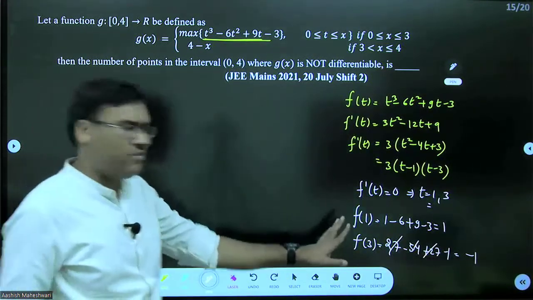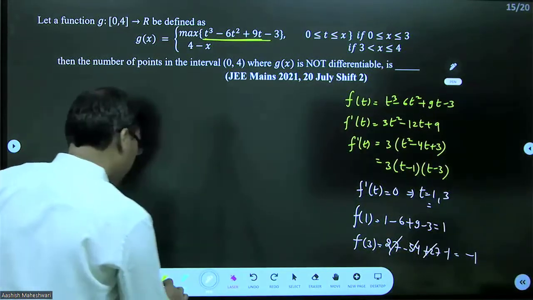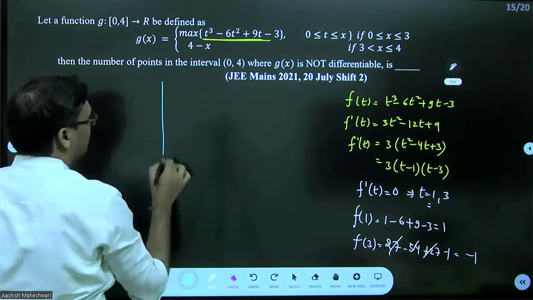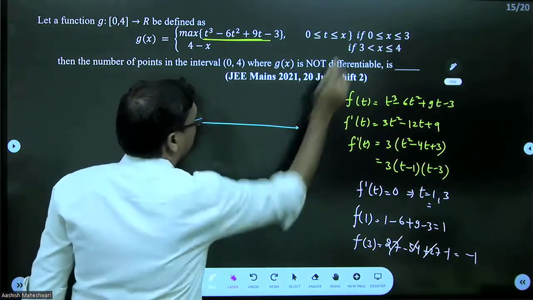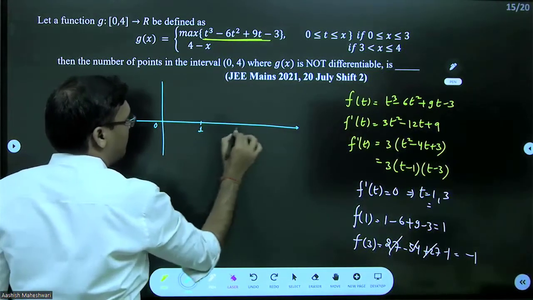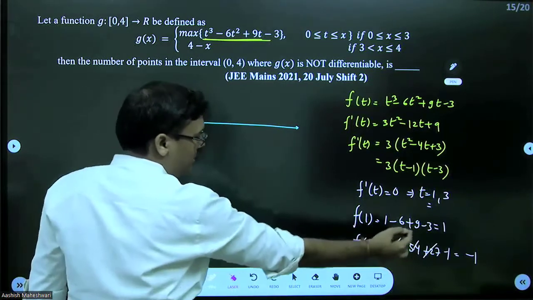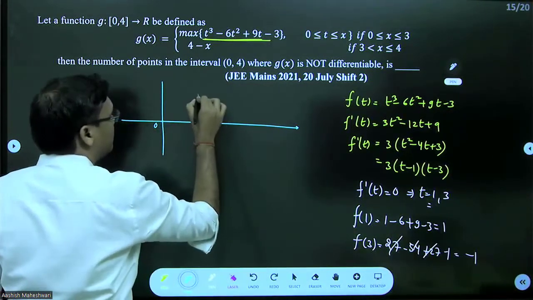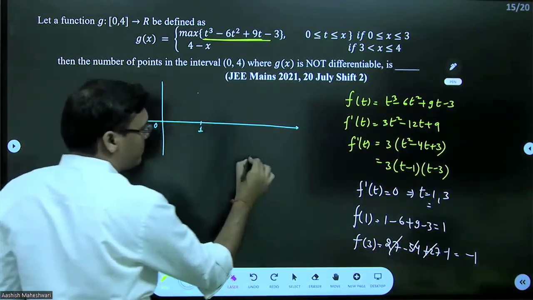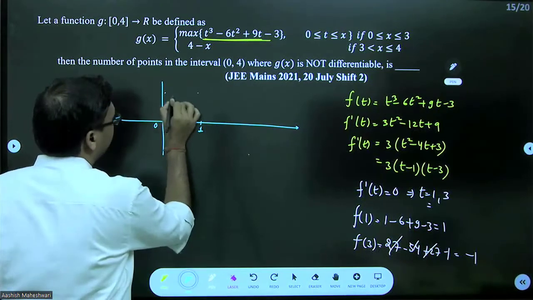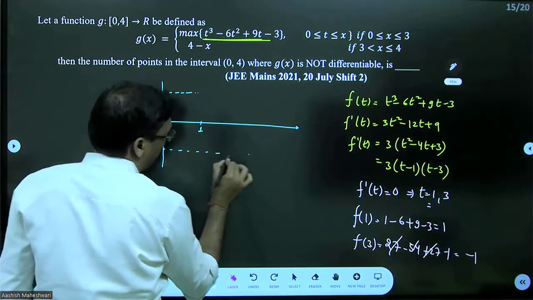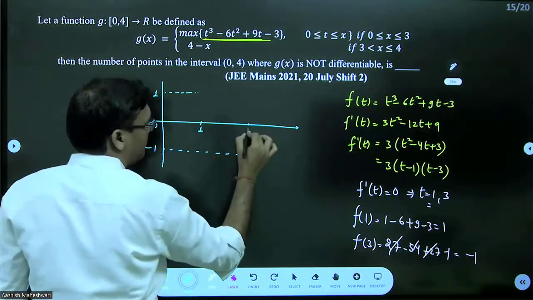So we have got the values f(1) and f(3). The graph of this function will be something like this. We are interested only in 0 to 3, which is why I'm just drawing the graph from 0 to 3. The derivative at 1 is 0, and the value at 1 is equal to 1. The derivative is 0 at 3 also, and the function's value there is minus 1.